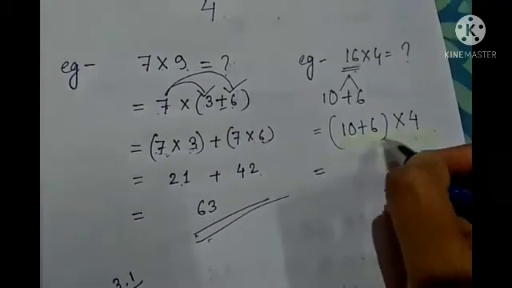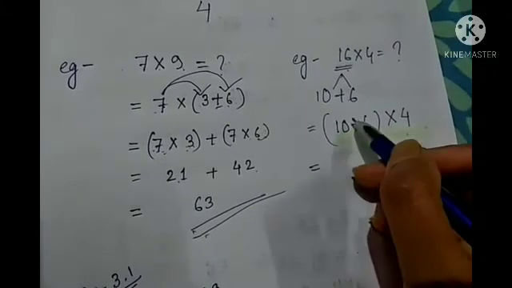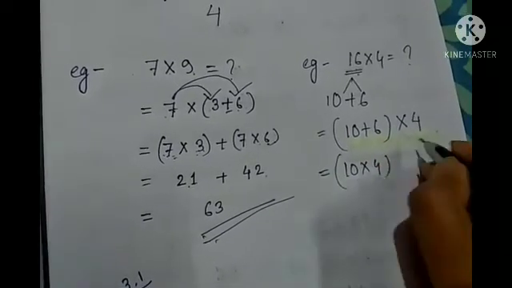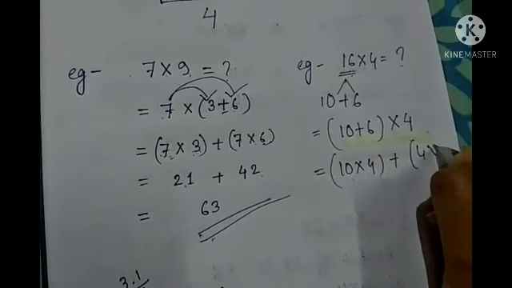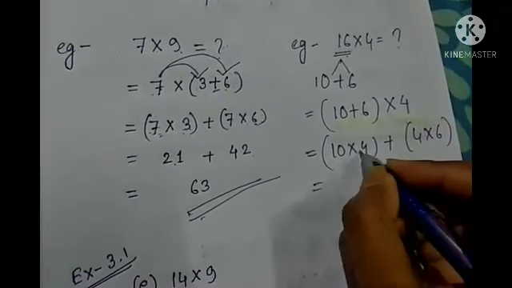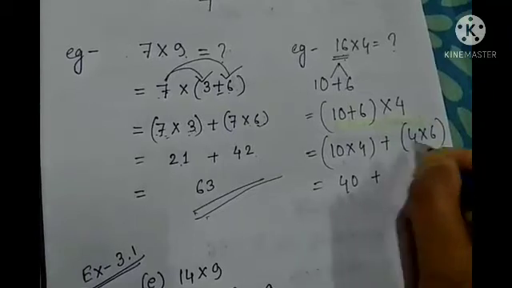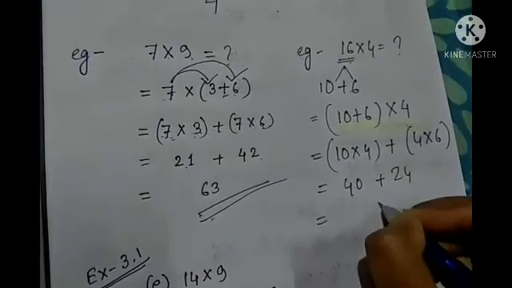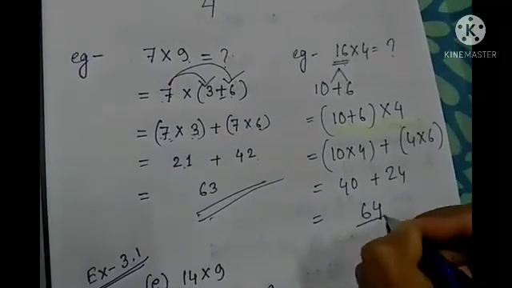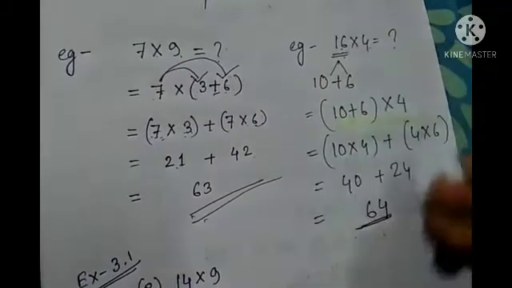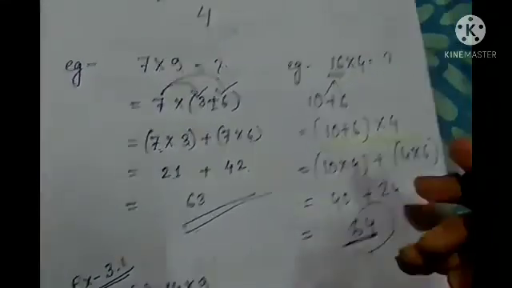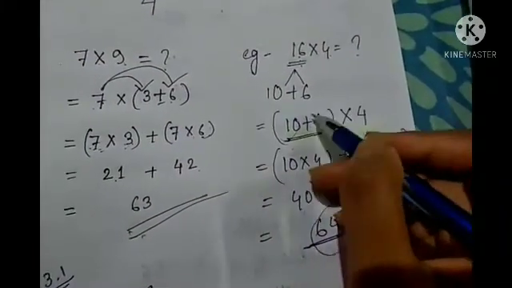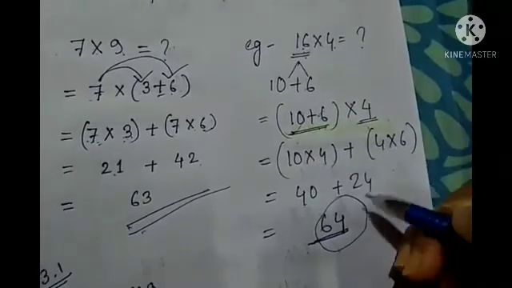Now, as you know, we have to multiply both numbers with this number, right? So 10 into 4 we have to do, then plus sign, again 6 into 4, or 4 into 6 you can write. So 4 10s are 40, and 6 4s, or 4 6s, are 24. If you add them, you will get 64, right? So the answer for 16 into 4 is 64. Okay students, in this way you have to break up the number and multiply the two numbers with the other number. Then you can easily get the answer.